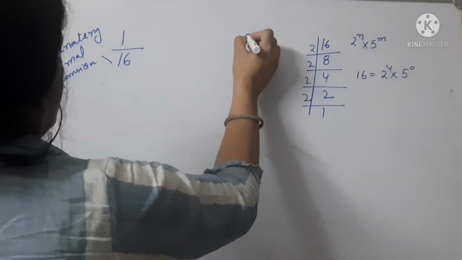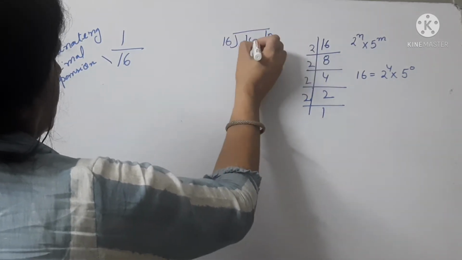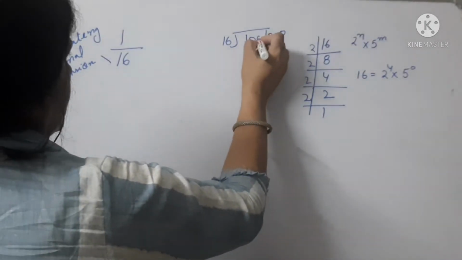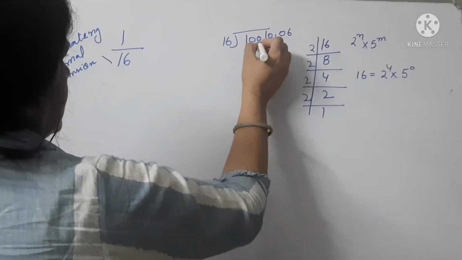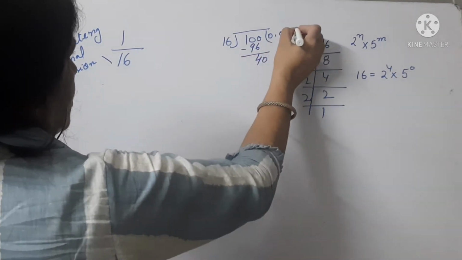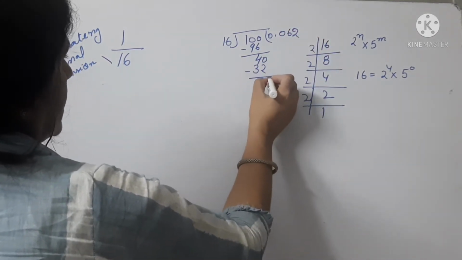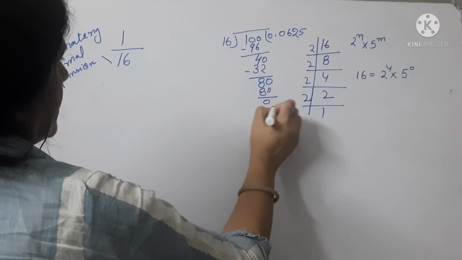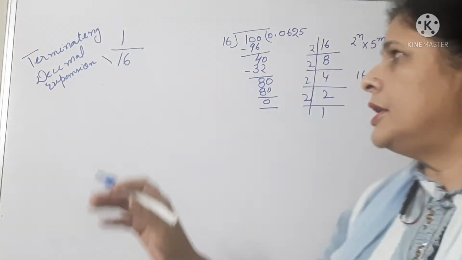Let's verify. 1 divided by 16, 0 point, we put 1 0, it's not divisible. One more 0 we put in the quotient and one more 0 in the dividend. Now 16 6s are 96. Now subtract, 4 is the remainder. Now put 0. 16 2s are 32. Now subtract, the remainder is 8. Put one more 0 and 16 5s are 80. There the remainder becomes 0. And we all know terminating decimal expansions are those in which the remainder becomes 0.